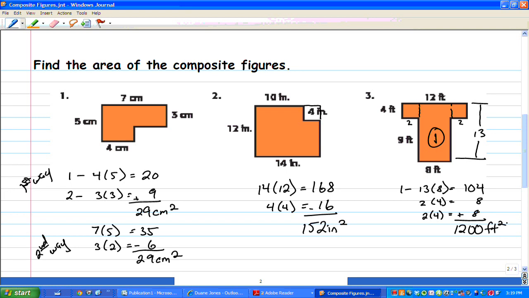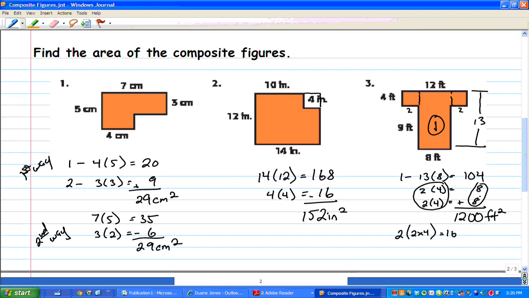Now, what I mean by you could do them together is you could say, since these two things here are the same size, I could have just said 2 by 4s, like this. So then 2 times 4 is 8, times 2 is 16, which is what this is equal to. So if that's too confusing, don't worry about it. Just do all the little pieces and add them together.